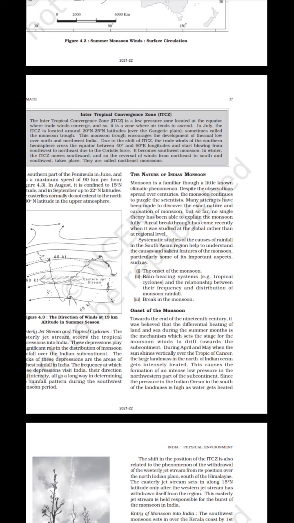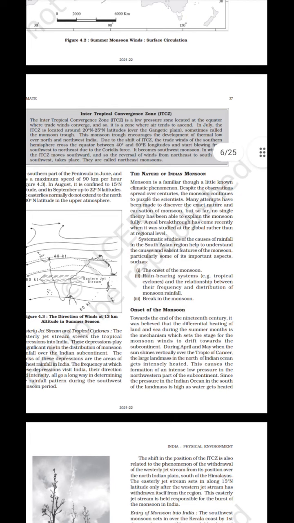Intertropical Convergence Zone (ITCZ). The Intertropical Convergence Zone (ITCZ) is a low pressure zone located at the equator where trade winds converge, and so it is a zone where air tends to ascend. In July, the ITCZ is located around 20 degrees north to 25 degrees north latitudes over the Gangetic Plain, sometimes called the monsoon trough. This monsoon trough encourages the development of thermal low over north and northwest India.